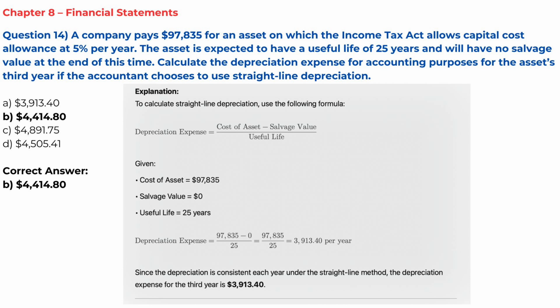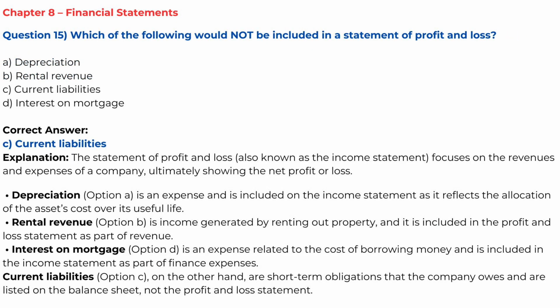Salvage value equals 0. Useful life equals 25 years. Depreciation expense equals 97,835 minus 0 divided by 25, which equals 3,913 per year. Since the depreciation is consistent each year under the straight line method, the depreciation expense for the third year is $3,940.